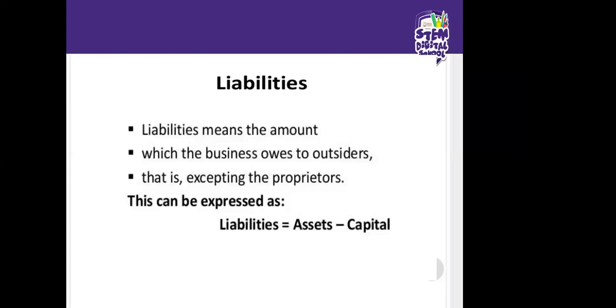Okay. And remember, again, I said there are two groups of liabilities. It is the non-current liabilities and the current liabilities. Your non-current liabilities will be like your loans, and your current liabilities will be like creditors and bank overdraft.